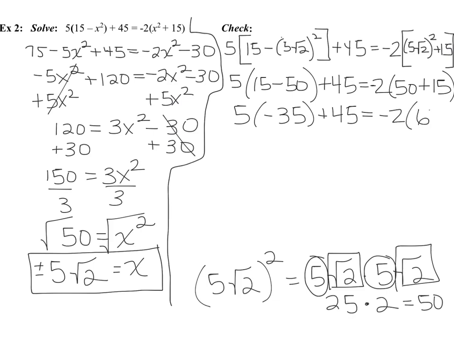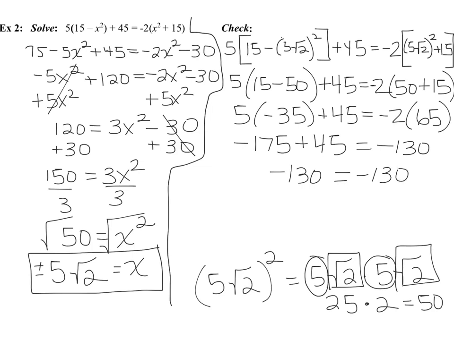parentheses. That's 65, right? Remember, when you're doing a check, you're following PEMDAS. Then over on the left, multiply and then add. So 5 times negative 35 gives me negative 175. I'm going to add 45 to that. That's going to leave me with negative 130. Over here, negative 2 times 65 leaves me with negative 130. So your check does work out.